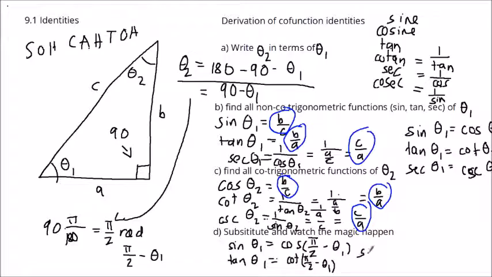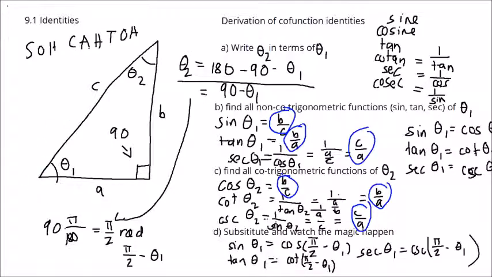And sec of theta 1 is equal to cosecant of pi over 2 minus theta 1. And those are your identities. Those are your co-function identities. That's what they're called. I spent too much time on this slide.